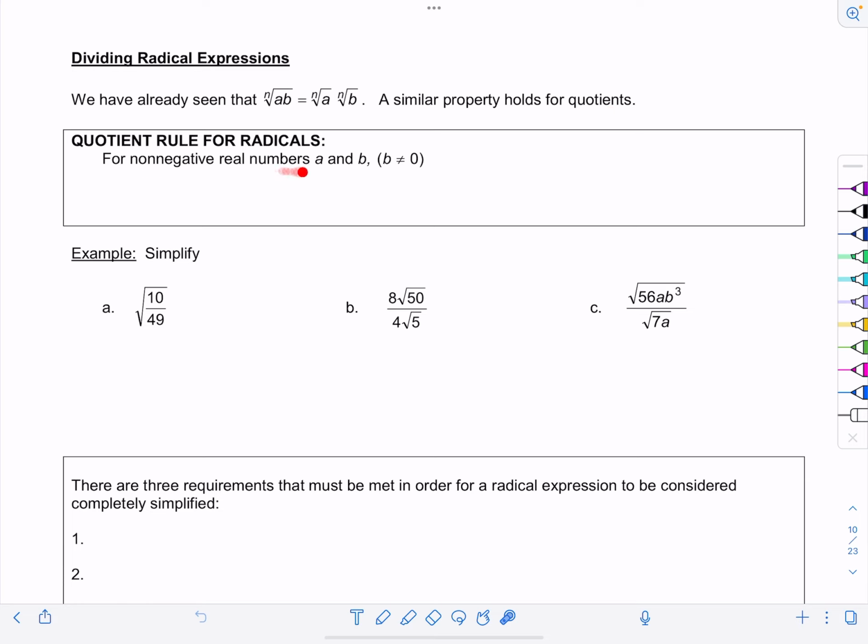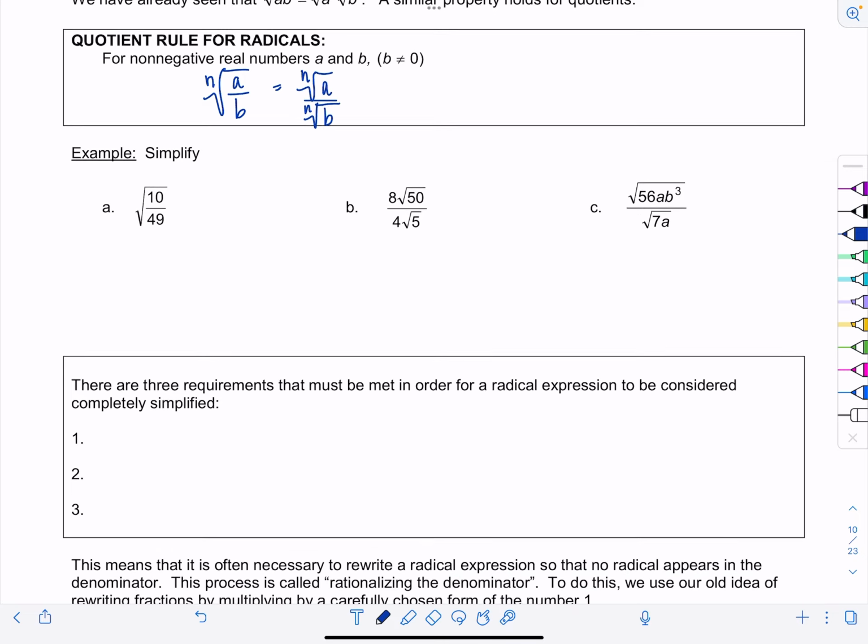Again, for non-negative real numbers A and B, we have the following: the nth root of A divided by B is equal to the nth root of A over the nth root of B. So basically you can split up a radical sign over division as well. So let's use that rule to simplify some of the following radical expressions.